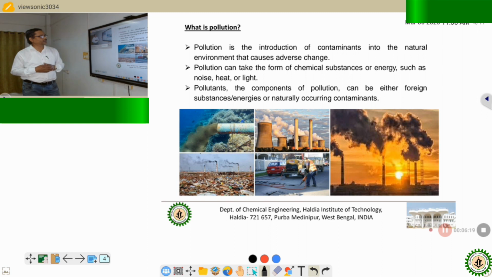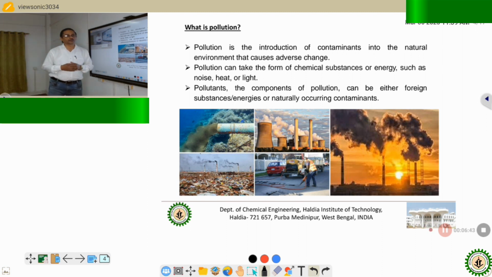And pollution may be of different types. Maybe noise, heat or even light. We have seen nowadays the laser show is there. So if the intensity of the laser is too high, and if so many lasers are being used, then that may pose some light hazards.